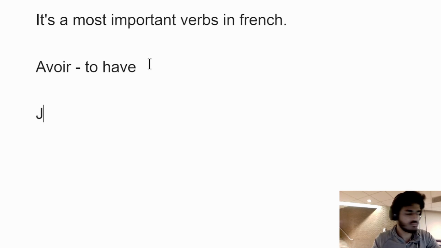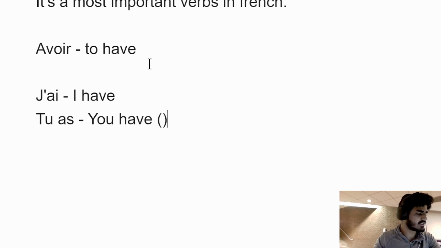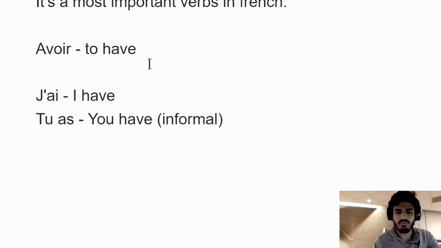J'ai. J, very good. Which means I have. Tu as. Very good. Which means you have. And as we discussed in the previous lecture video, it means informal. Okay, go on. And il, elle, on. Il a.